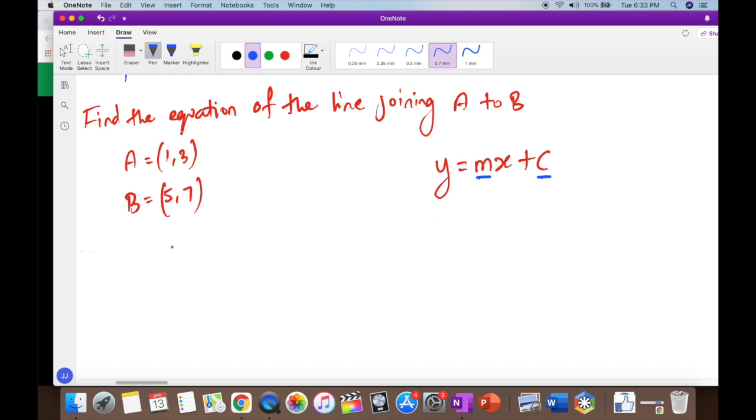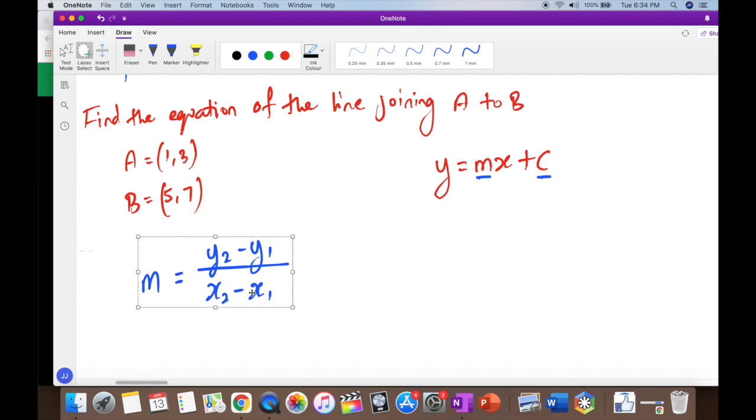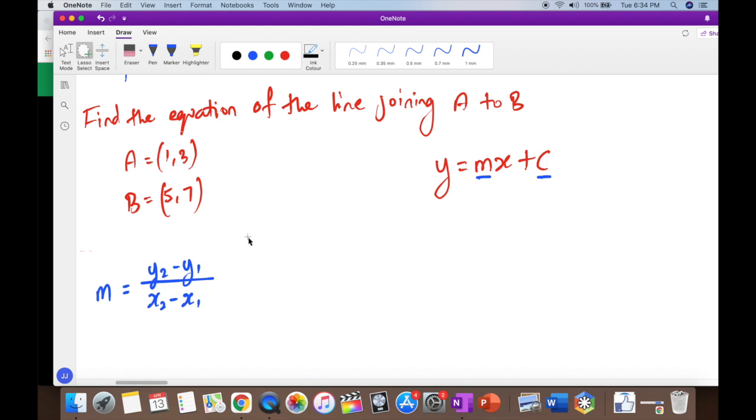Finding m has a very special formula, and I'm sure some of you may have met it before. To find the gradient of a line, m, we just have to know this formula: y2 minus y1 divided by x2 minus x1. Shazay and Scotia, I'm sure you are familiar with this formula. Shazay, you okay with this? The Form 4s might be meeting it for the first time, but this is a Form 4 topic, so you do need to know this.